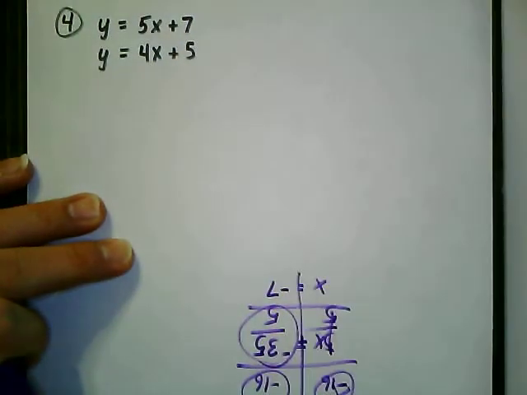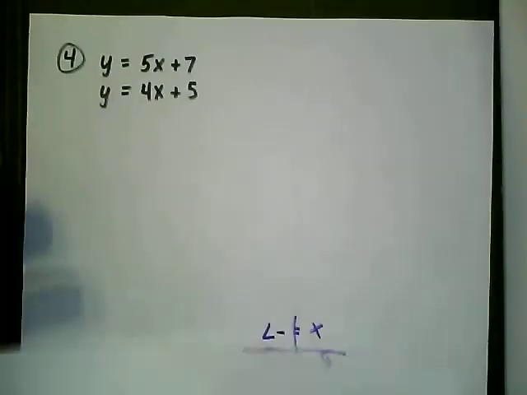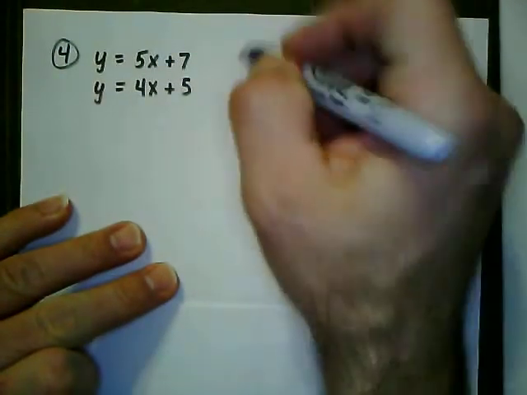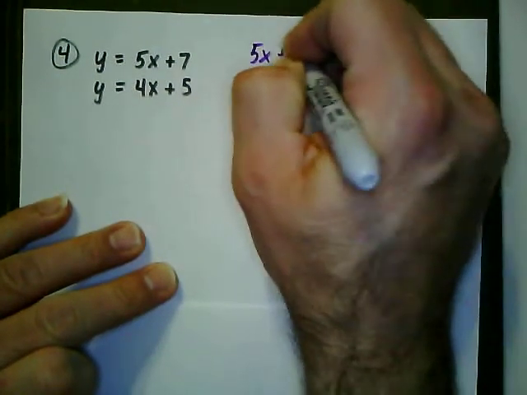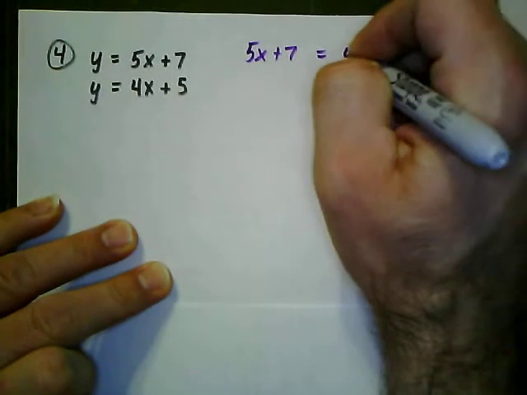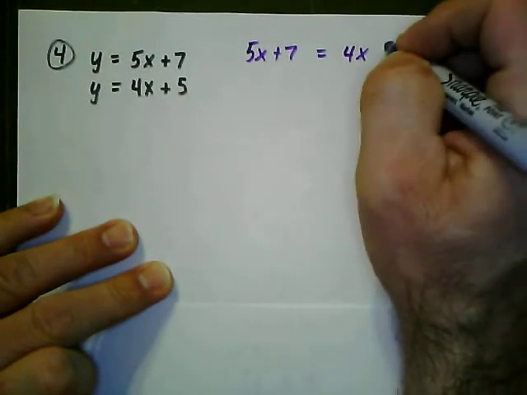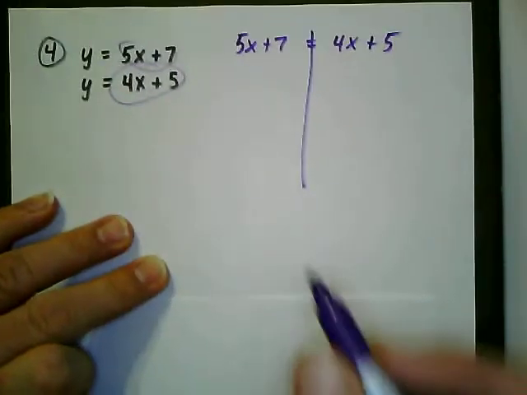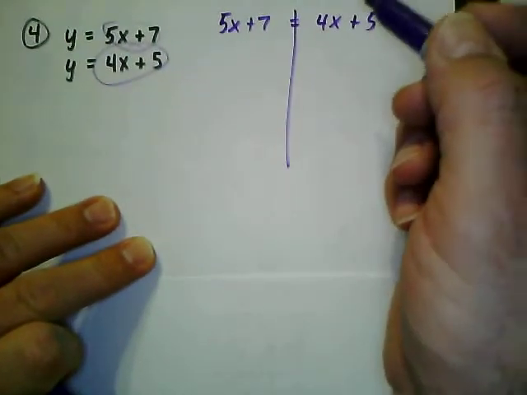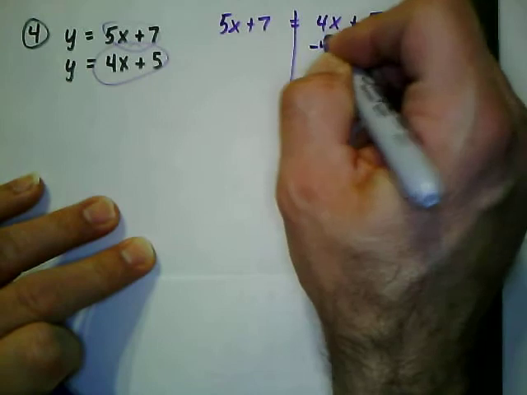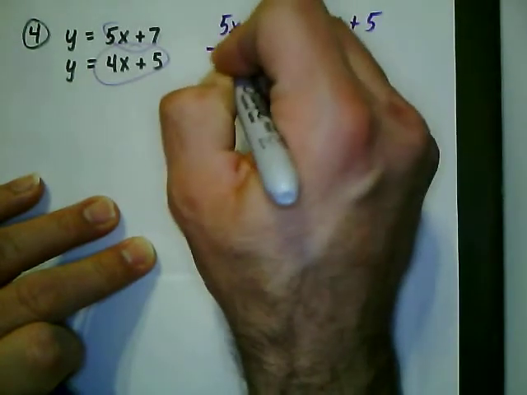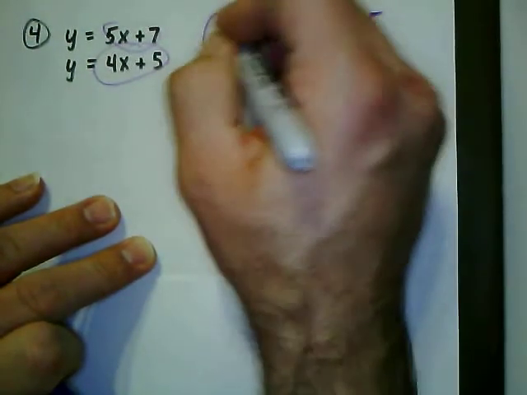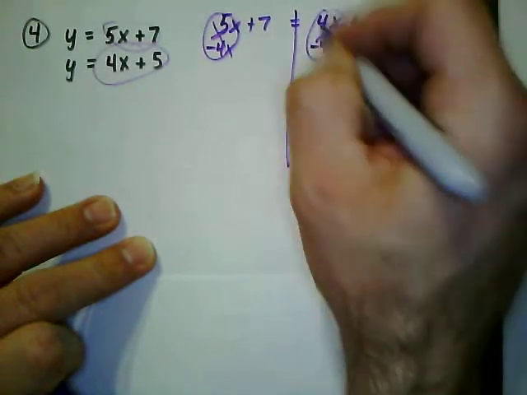So I'm giving myself some room since I ran over on this side over here. We're going to do 5x plus 7 equals 4x plus 5. They're equal to each other, guys. Go ahead. I'm going to subtract 4x from both sides. You could have subtracted the 5x. Doesn't really matter. Those two are gone.